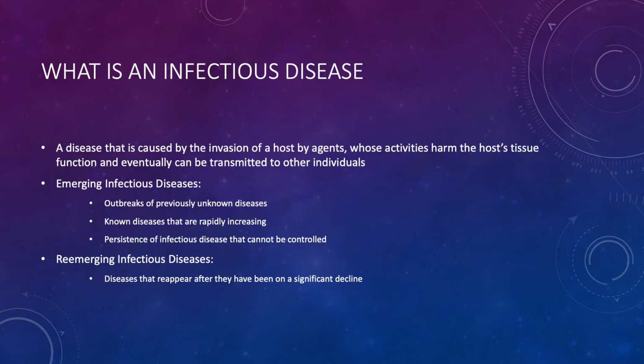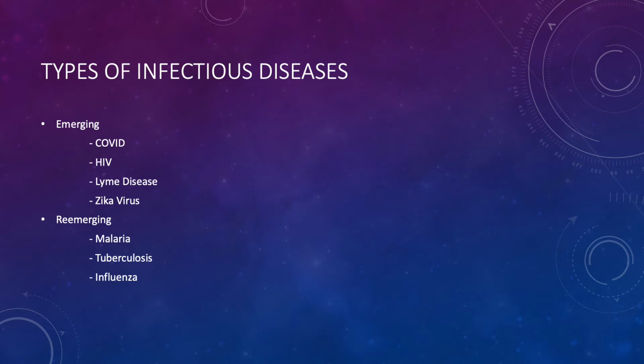Specifically, reemerging diseases are diseases that reappear after they have been on a significant decline. These may occur because of the breakdown in public health measures of diseases that once were controlled, or when new strains of known disease-causing organisms reappear. Examples of emerging diseases are COVID, HIV, Lyme disease, and Zika. These come from different sources, either from human, bacteria, or even animal origins. Reemerging infectious diseases include malaria, tuberculosis, and influenza.